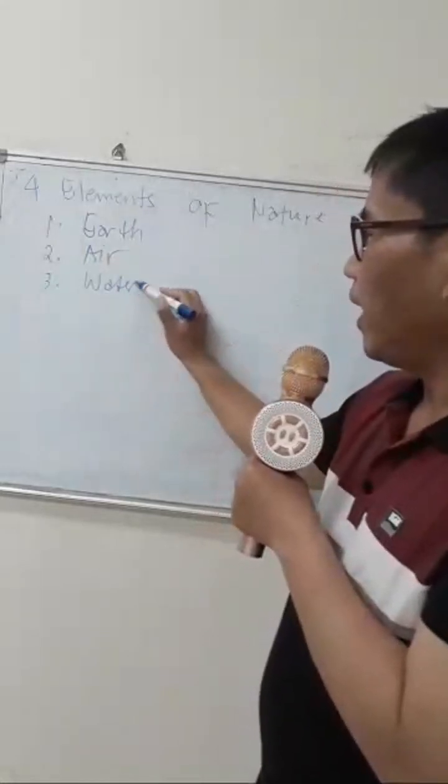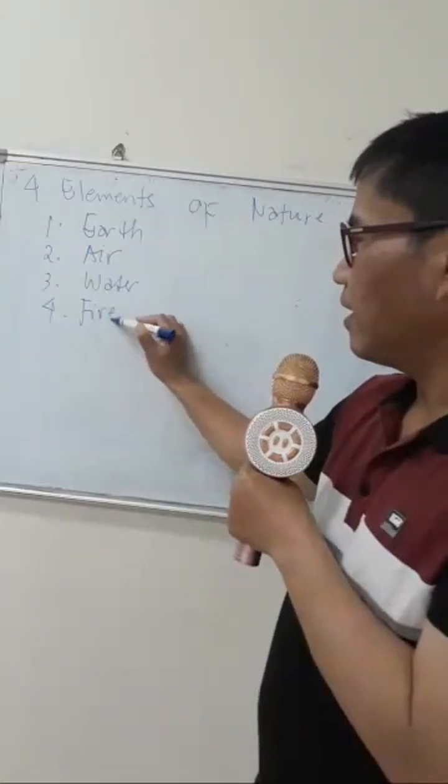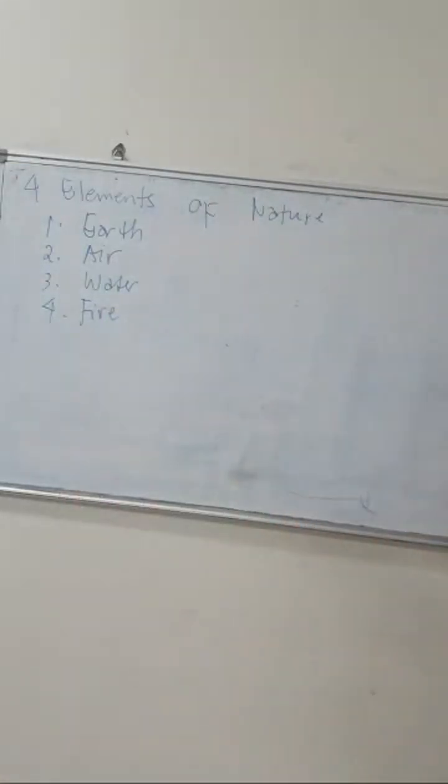Then water and fire. If there's no fire, there's no volcanic eruption. Then we wouldn't have islands at this moment, because islands were produced by the bombarding of lava soil a long time ago. There's heat involved. Normally, if there's heat, there's fire.